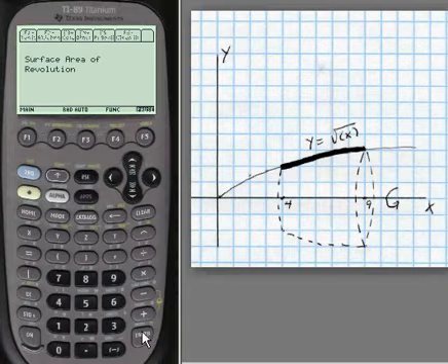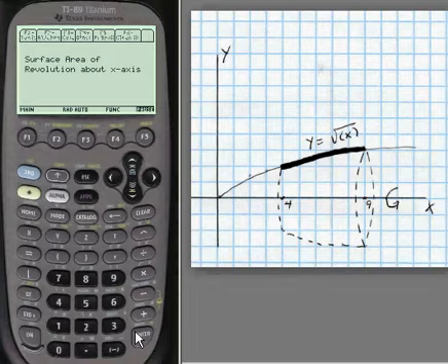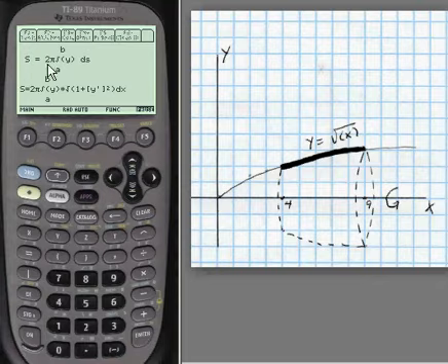surface area, and we're going to choose around the x-axis. Now notice that you can go around the y-axis too. Here's the formula: 2 pi times the integral of y ds. The ds is the arc length formula, square root of 1 plus y prime, the derivative of y, squared, with respect to x. Write this on your paper so you look like a genius during your test, okay?